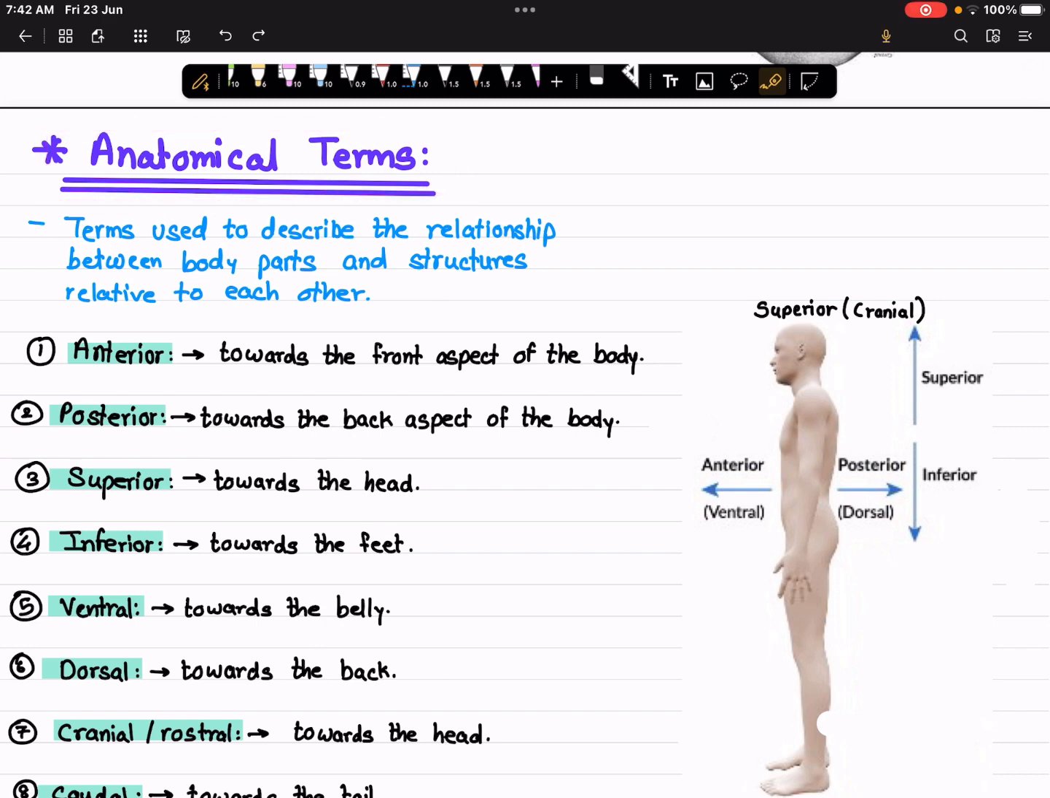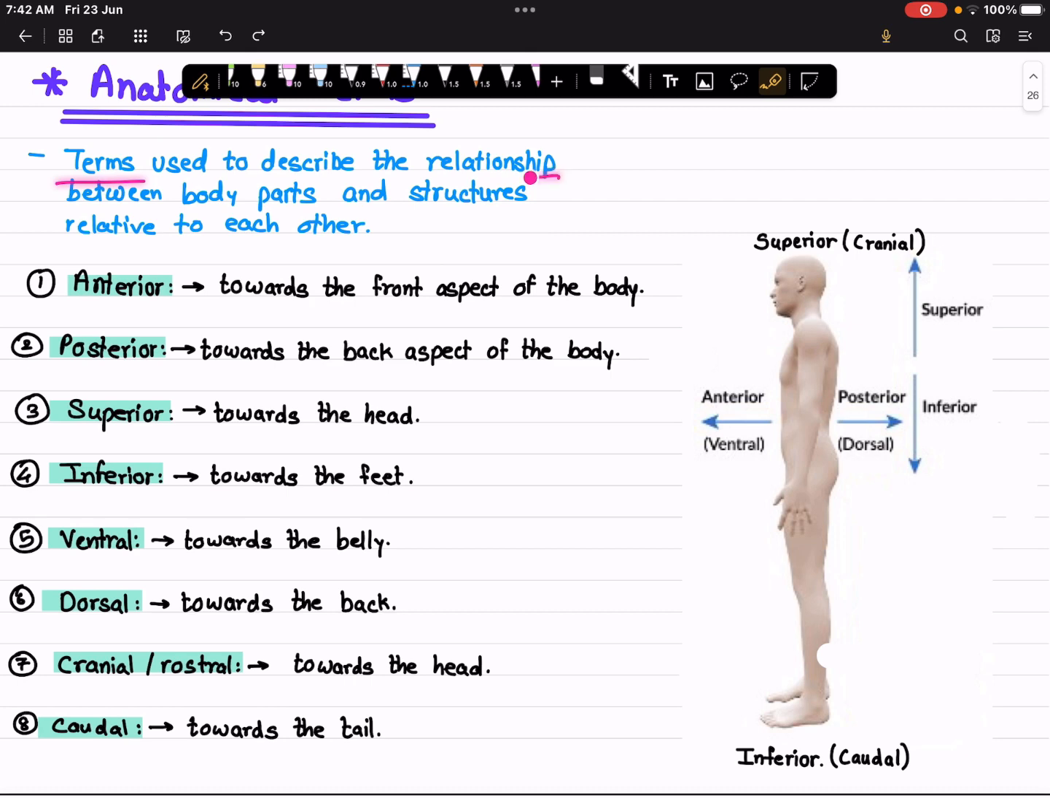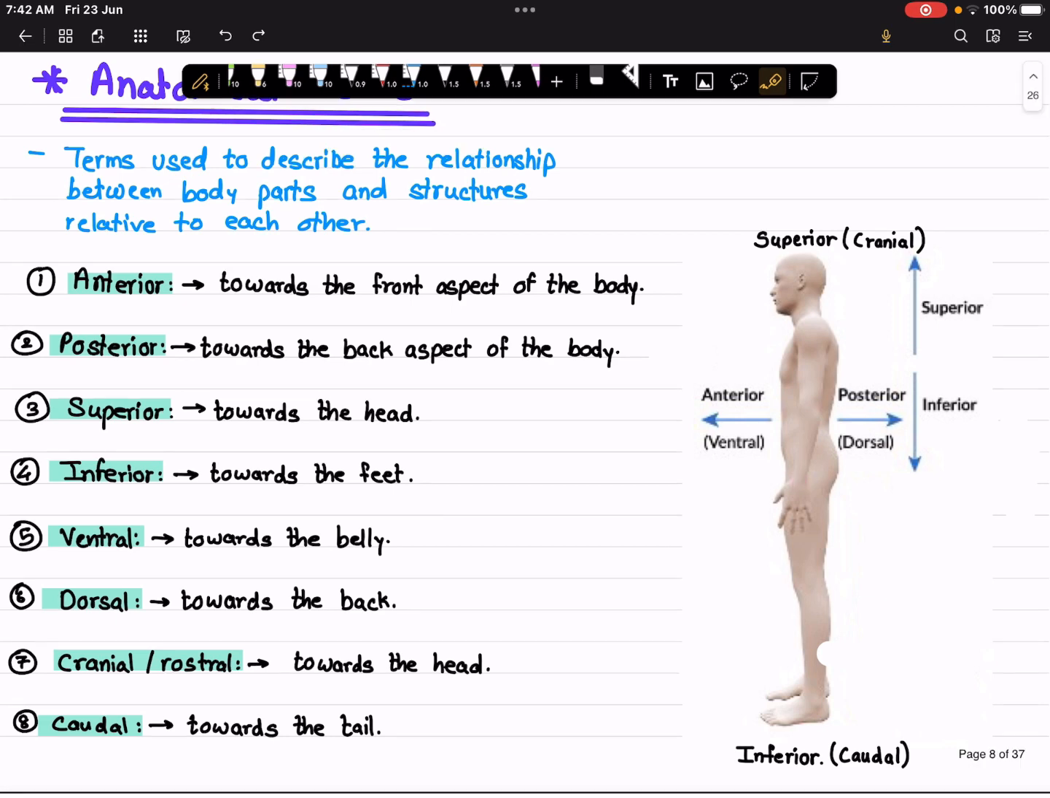So what are basically anatomical terms? These are the terms which are used to describe the relationship between body parts and the structures relative to each other. For example, I want to discuss the relationship between the shoulder and the wrist. How should I compare where the shoulder is placed exactly in our body and where the wrist is placed exactly in our body? So I can just say that shoulder is proximal to wrist or wrist is distal to shoulder. So you will understand what exactly these kinds of terminologies are.